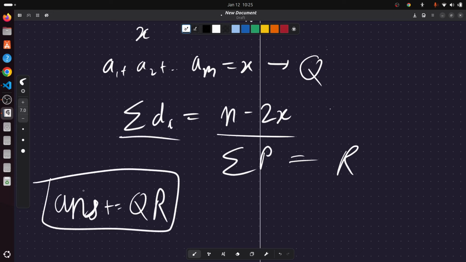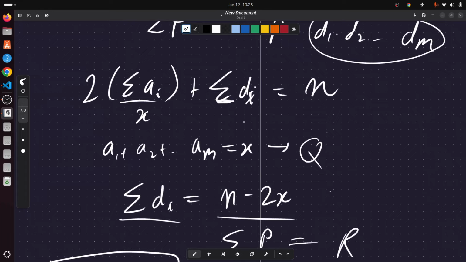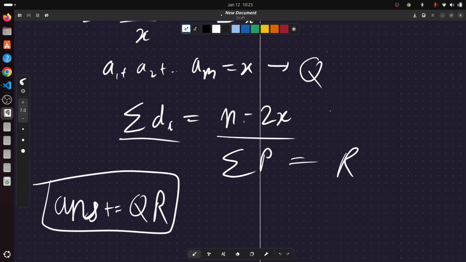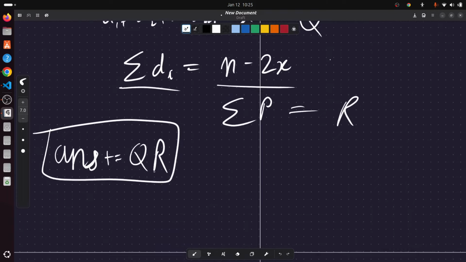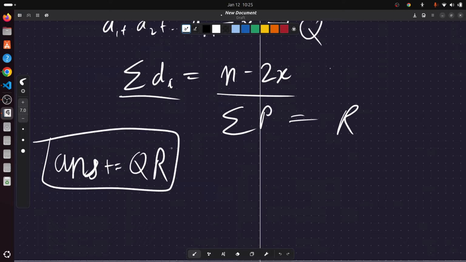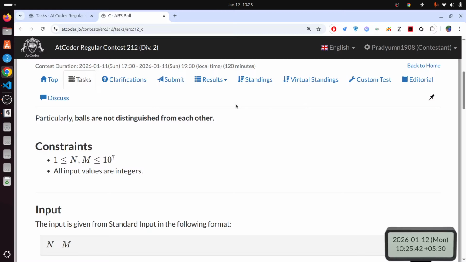This is what I have been explaining till now. And then I can do this process over all x. I can do this for all x and I will get my final answer, right? That is my idea. I will iterate over the summation of ai from basically 0 to n by 2, right? Because the summation of di has to be positive, so the limit is n by 2. So this loop will work because the limit of n is up to 1e7, so we can actually loop till 1e7.